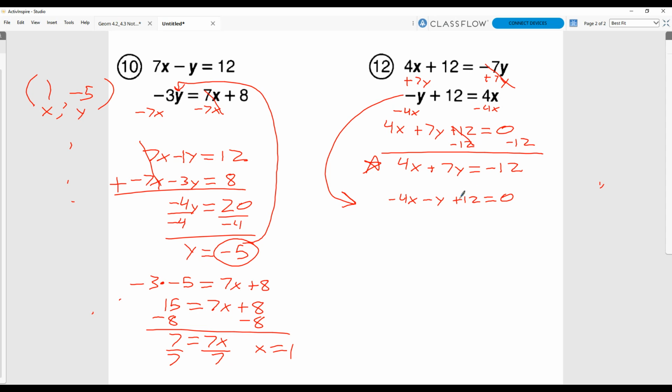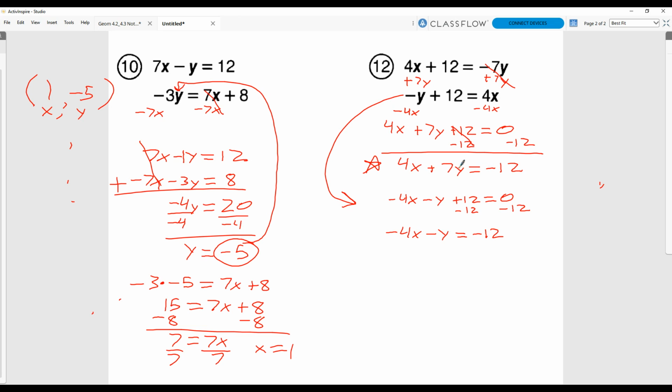But I don't want this 12 here. So like we did with this other 12, it needs to move over to the other side. So we'll move it, minus 12, and we're going to end up with negative 4x minus y is equal to negative 12. Okay, now it looks really good. It looks exactly how I want it.